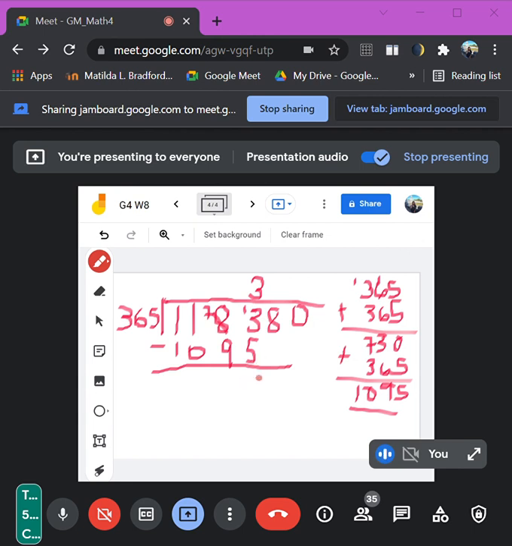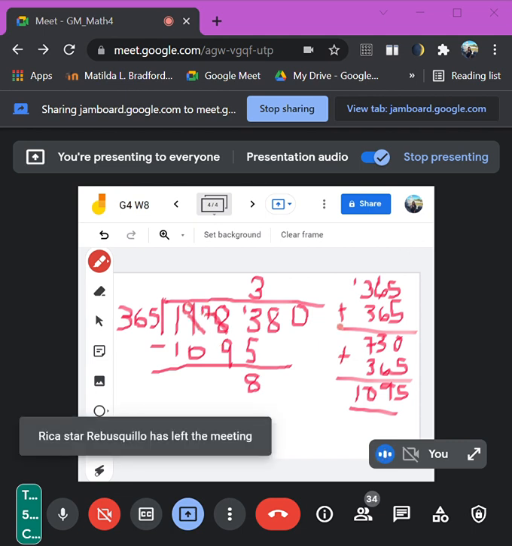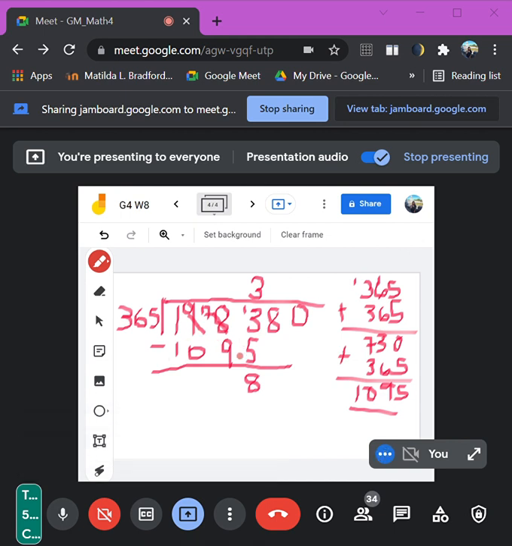Okay, that is 8. And then we have here 7 minus 9. Possible? No. So we borrow. This will become 0 and then this will become 17. 17 minus 9, 8. Okay, that is 8. So this one is 0 naman na siya, class.